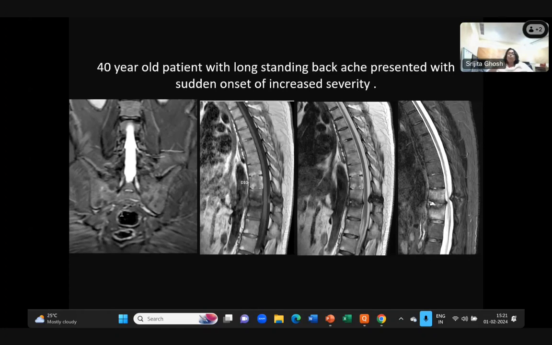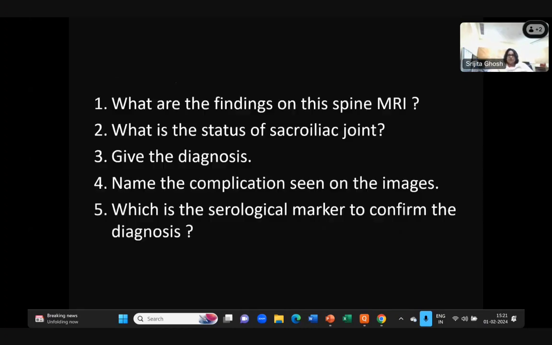OSCEs, whoever are exam going students, form a group, make OSCEs and ask each other. That's how your OSCE library will expand and you will find a lot of common things coming in the exam. And once you start making OSCEs, automatically you'll read the theory part. So what are the questions? Give 1, 2, 3, 4 like that.